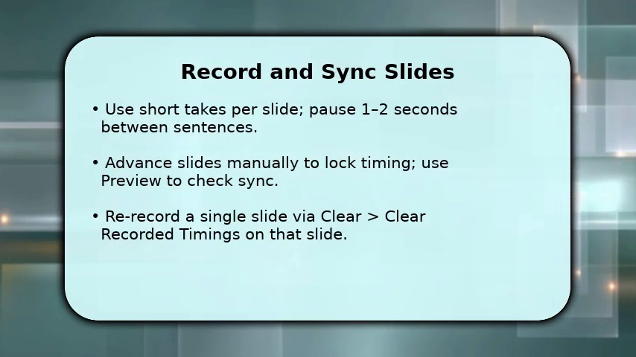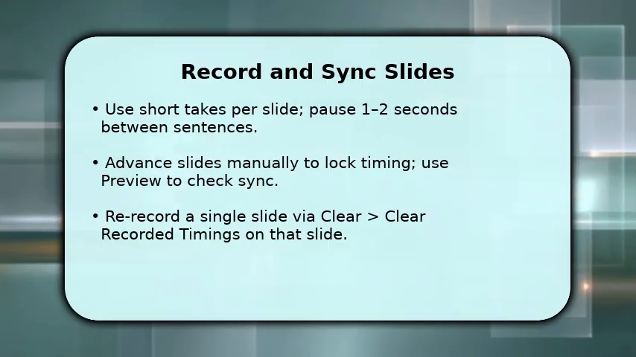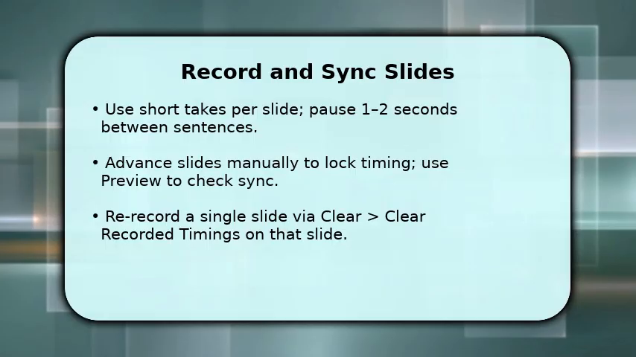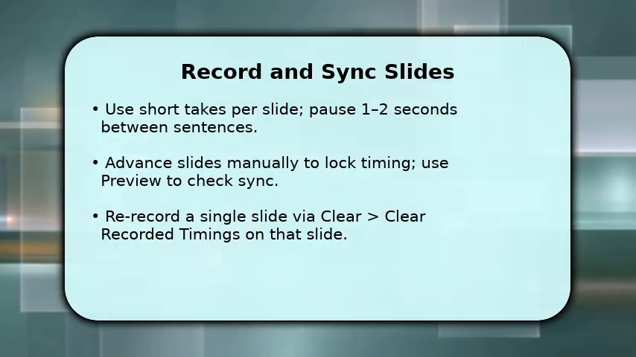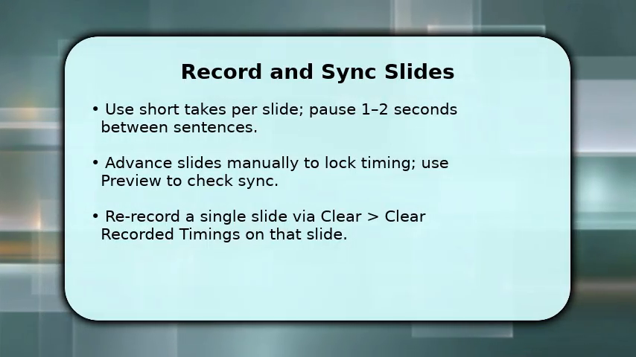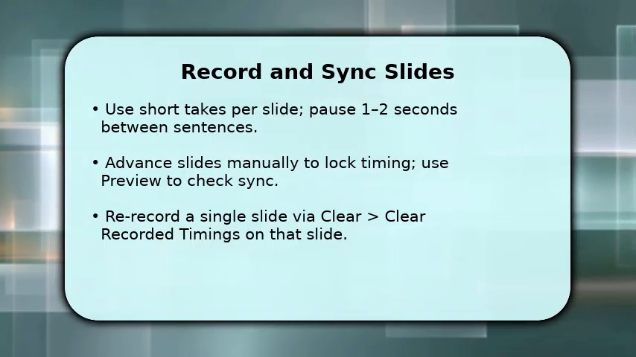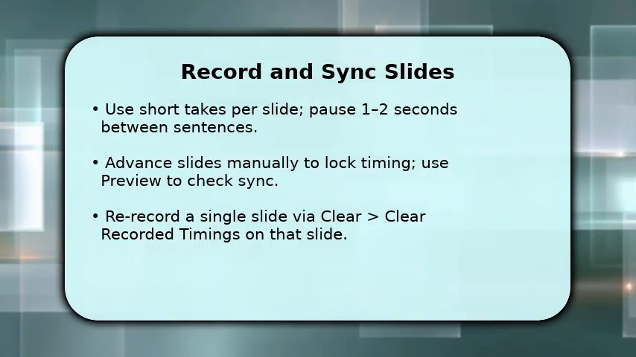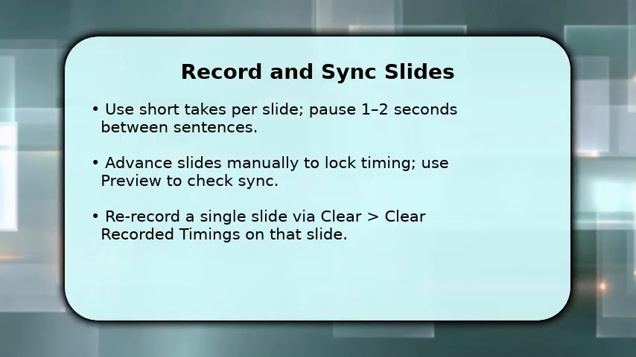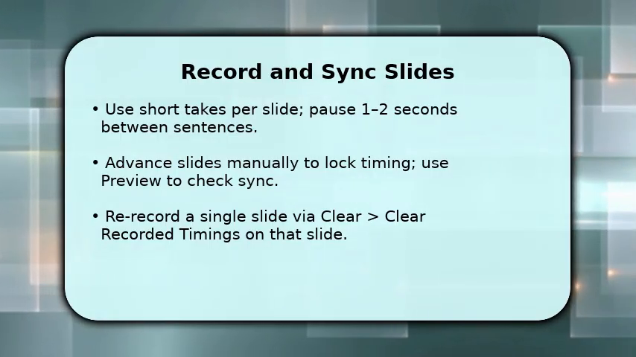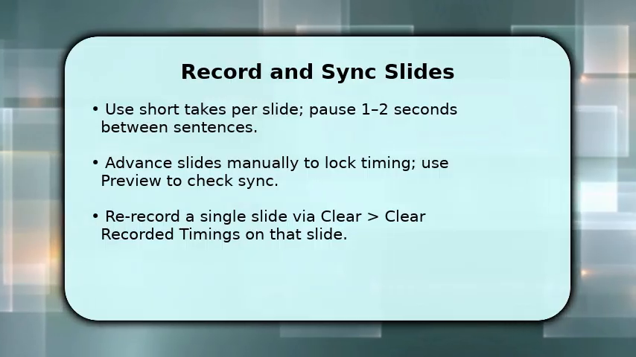As you record, treat each slide like a mini segment. Speak in short takes and pause briefly to breathe, 1 to 2 seconds between sentences, so edits feel natural. Advance slides manually as you finish each point. That locks the timing to your narration. If an animation needs exact timing, narrate while triggering it so voice and motion align.